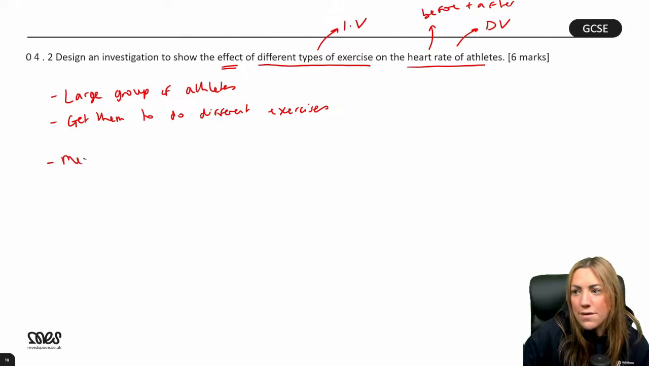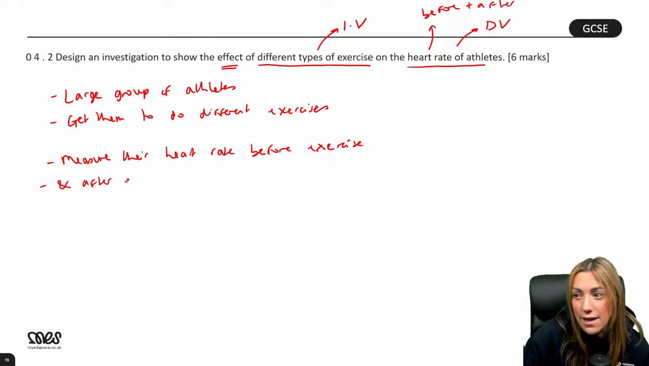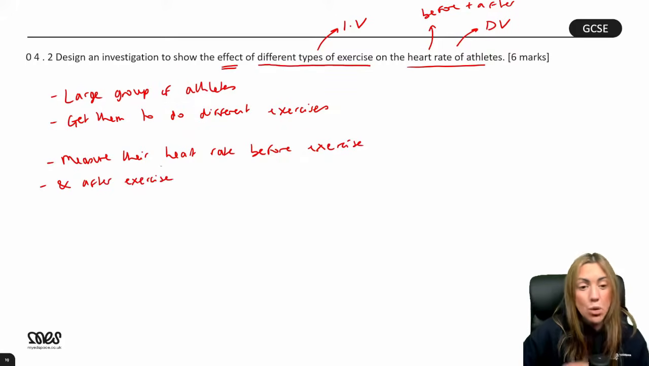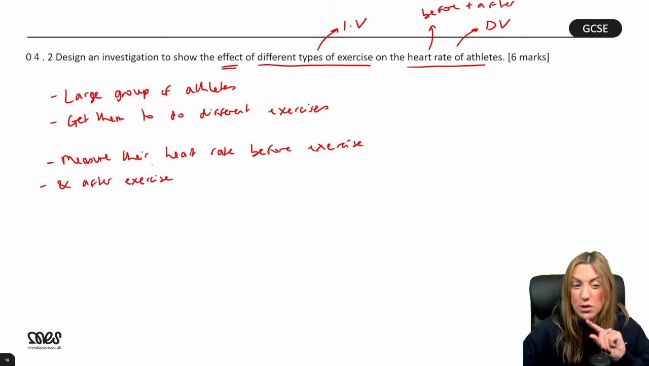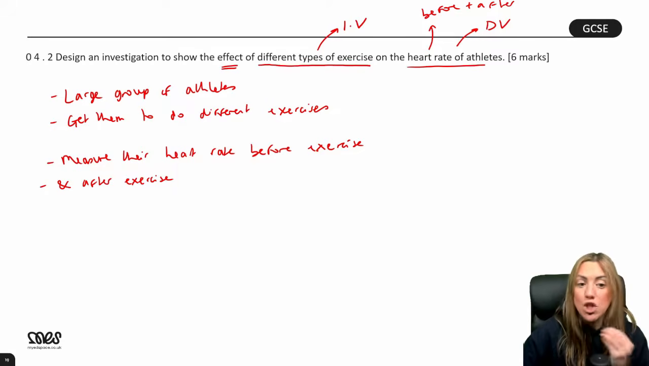You're also going to have to measure their heart rate before exercise and after exercise, because you want to see the effect on their heart rate. So if you don't know what it was at rest, how are you going to know the effect? So you're going to have to record their heart rate before and after exercise. Now, if you don't get this key information down, you're going to be stuck at 2 marks, because you're not going to see the effects of exercise unless you've done the heart rate before and after.